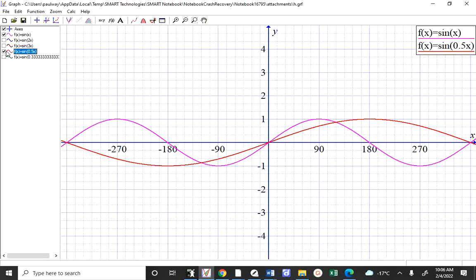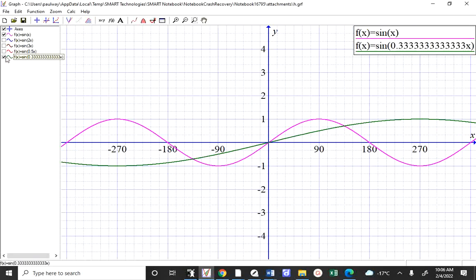Another way to look at it is, the distance from here to the peak of the original one is 90. The distance from here to the peak of the new one is 180. It's twice as far. And if I were to show you the one that had 1/3 of x, that peak is 3 times further away. It's over at 270.